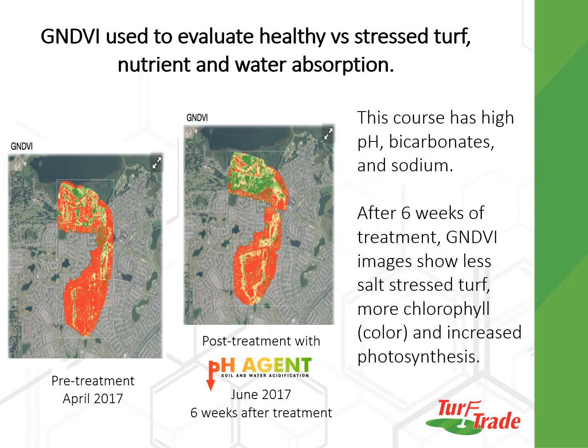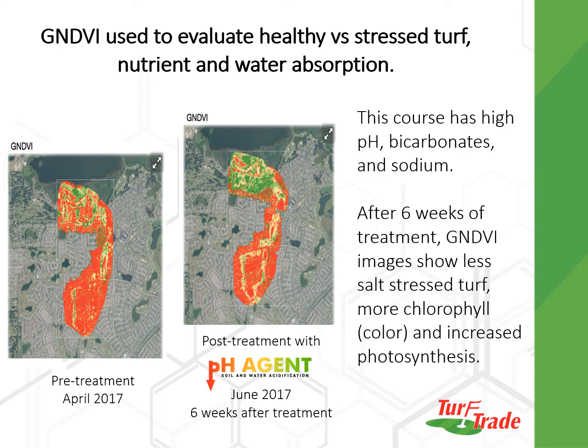Let's head out to the golf course. This poor superintendent, he had the trifecta of salts going on. He had high pH, he had high bicarbonates, he was also dealing with sodium issues. So we went out and we did a GNDVI reading prior to the use of the pH Agent, and we could see on the left that turf is very stressed. It's unfortunately not taking up very many nutrients, or water for that matter.